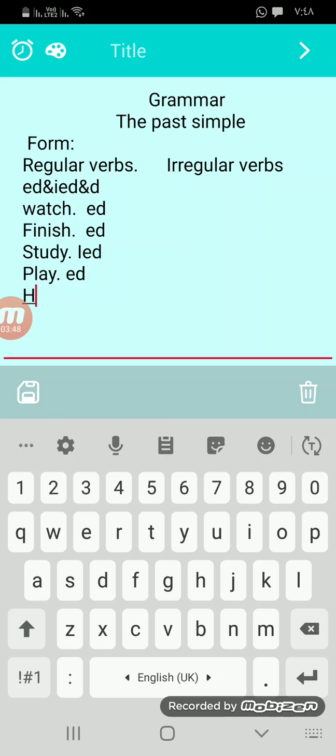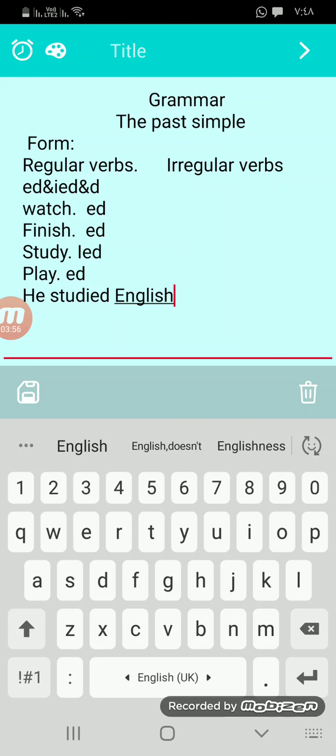When I say he studied English, okay, this sentence is in the past simple. Now let's take how to make a question.